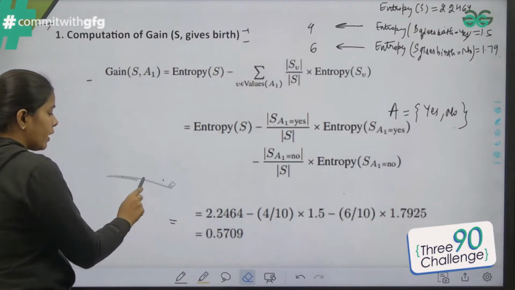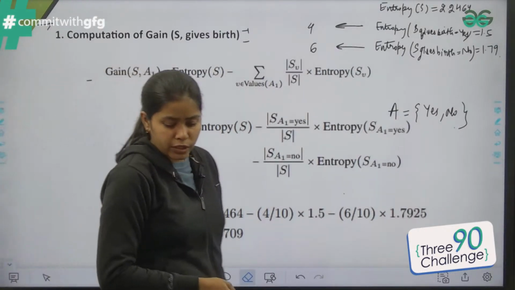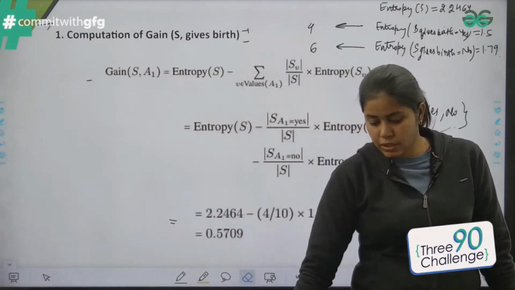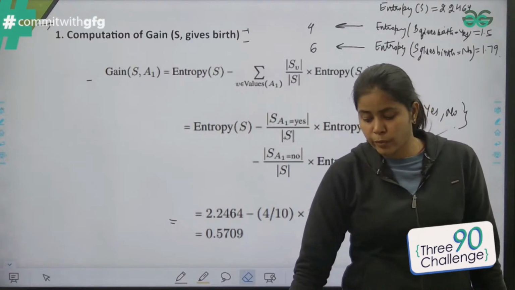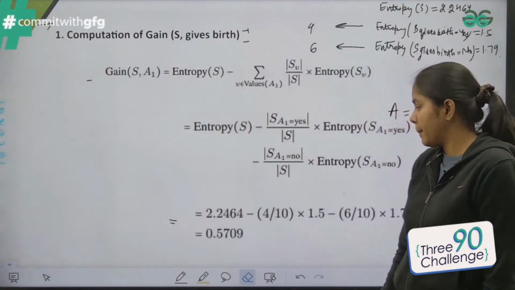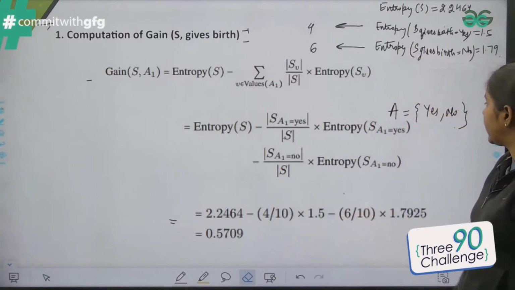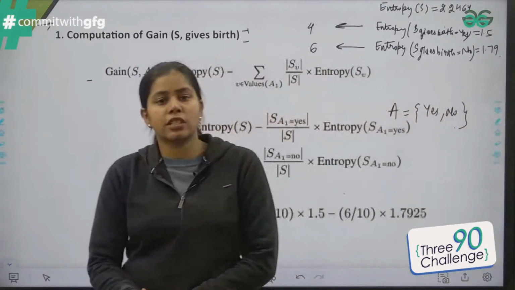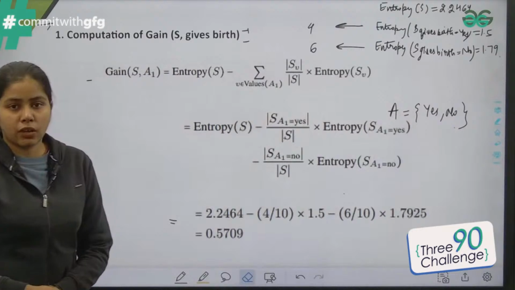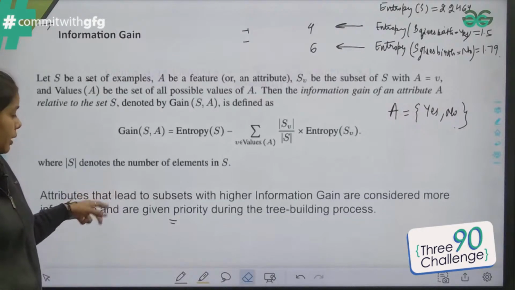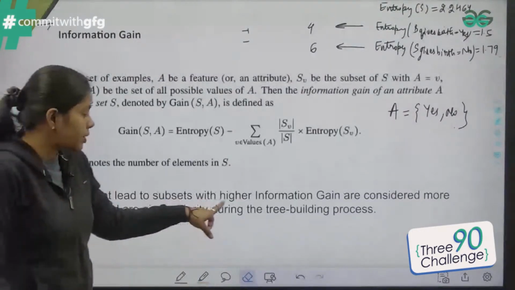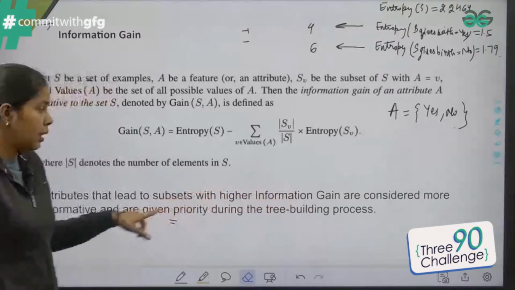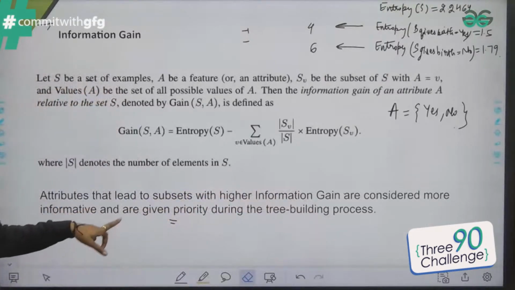So how do you check whether this is a good information gain or not? Just tell me, guys, is it good information gain or not? How would you decide that it is good information gain or bad information gain? There is nothing like good information gain or bad information gain. I told you that attributes that lead to subsets with higher information gain are considered more informative and are given priority during the tree building process.